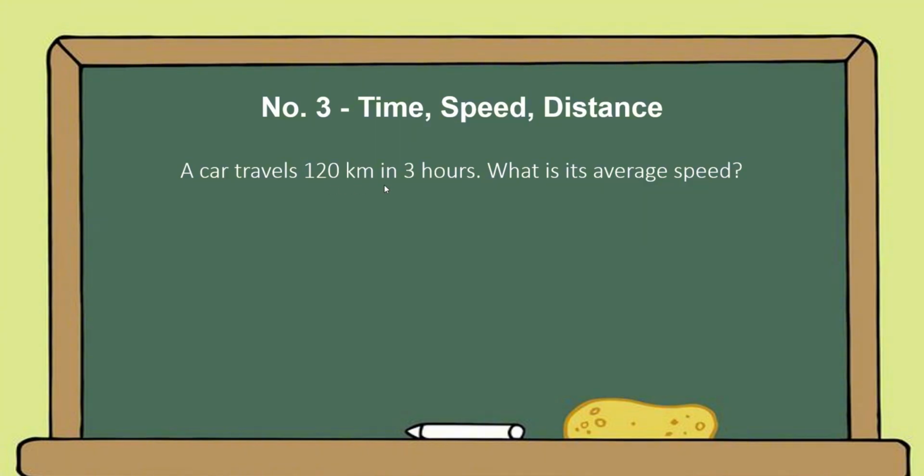A car travels 120 kilometers in 3 hours. What is its average speed? The problem says that a car travels 120 kilometers in 3 hours, and we are asked to find its average speed.